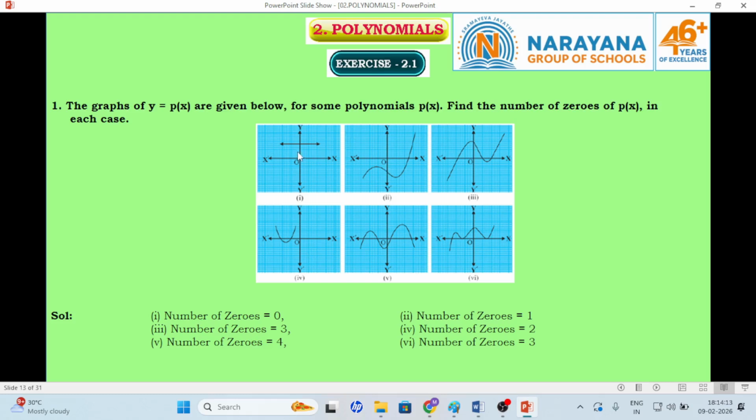Observe this: here no zeros, because this graph never touches the x-axis. Here 1, 2, 3 zeros. Here 2 zeros. Here 1, 2, 3, 4 zeros. Here 1, 2, 3 zeros.